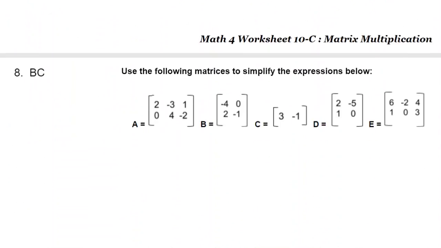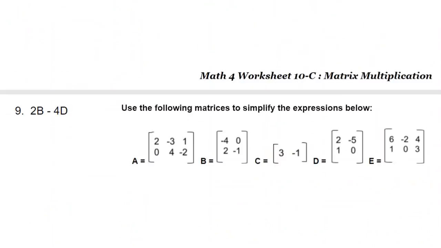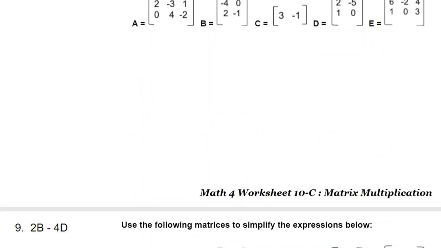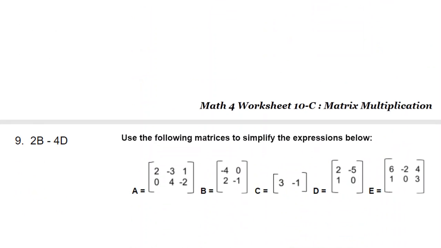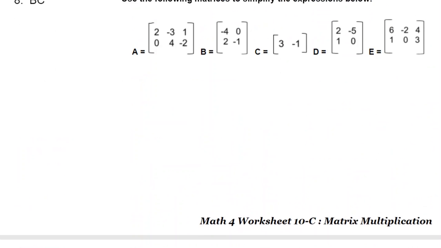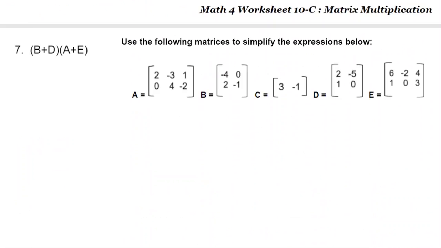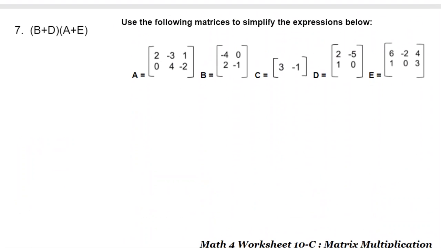Now we got that one, and that one, and that one. All right, so we have 3 more to go. And I will say that the last one is back to scalar multiplication and basic adding and subtracting. All right, B plus D times A plus E. All right. Let's see what they come out as. B plus D is both 2 by 2s, and A plus E are going to be 2 by 3s. So if we're doing a 2 by 2 and a 2 by 3, that means we're going to get a 2 by 3 as a result.